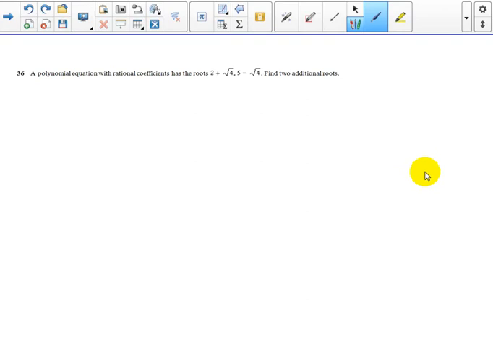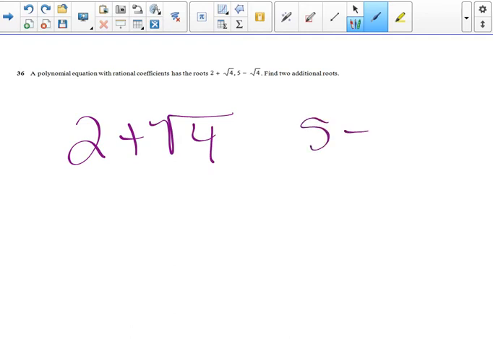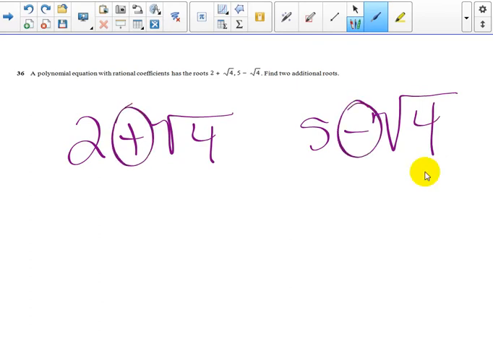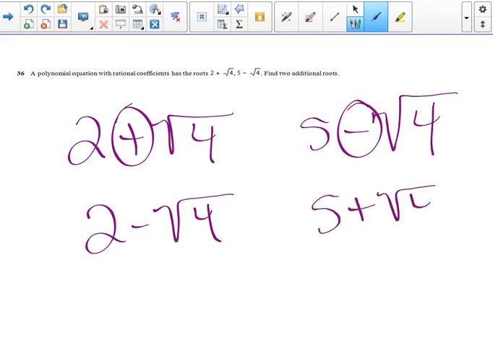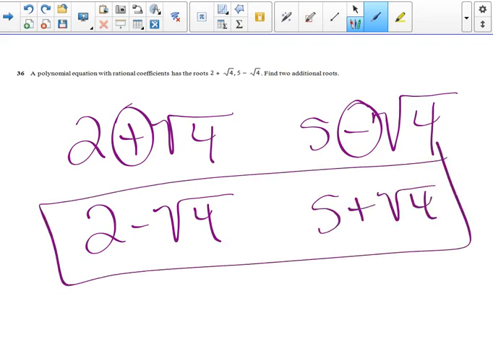A polynomial equation with rational coefficients has the roots of 2 plus rad 4 and 5 minus rad 4. And find two additional roots. Well, we just flip these signs in front of the radical signs, or just the complex part. So it's going to be 2 minus rad 4 and 5 plus rad 4. And that's our answer.